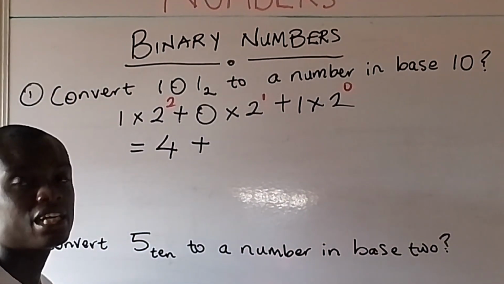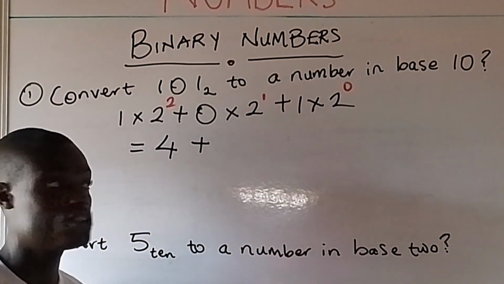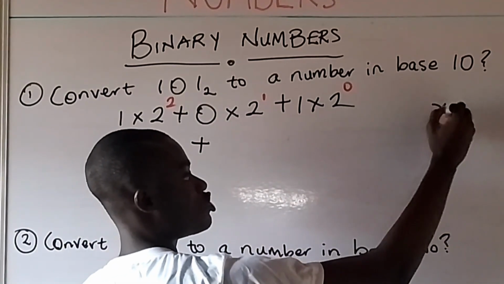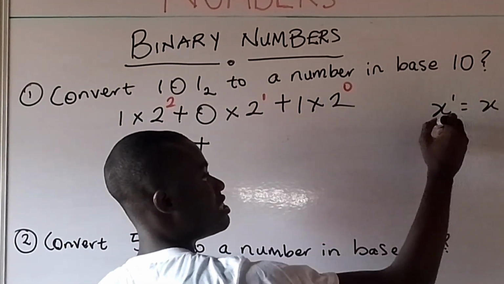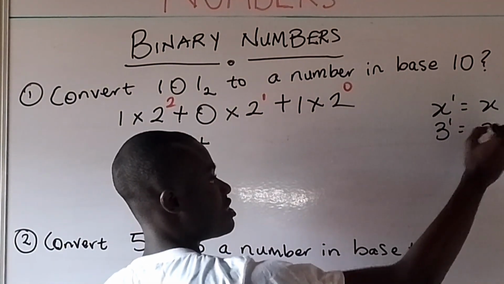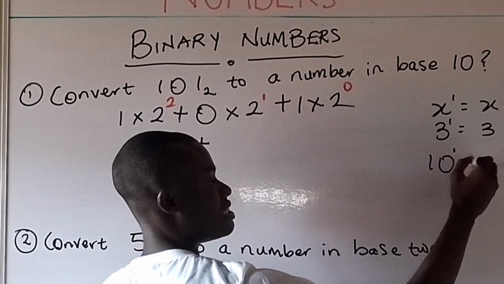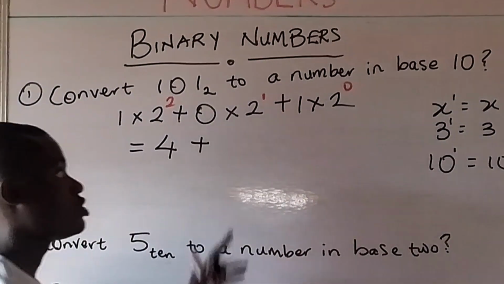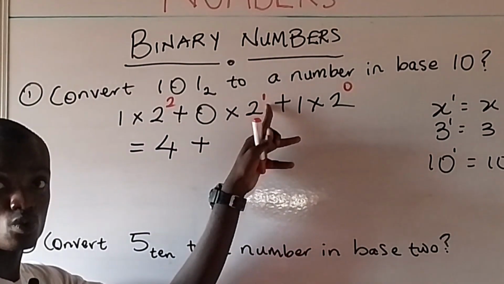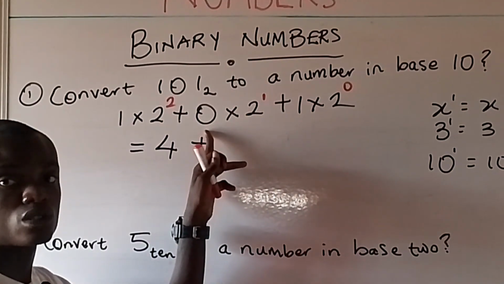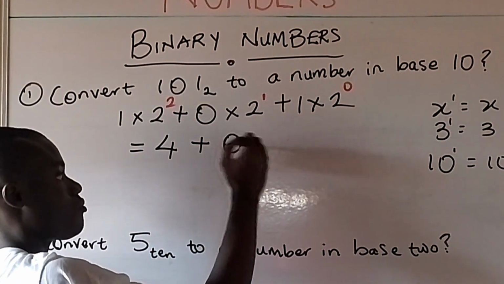In mathematics, anything raised to power 1 is itself. So if I have x raised to power 1, it is x. 3 raised to power 1, it is 3. 10 raised to power 1, it is 10. So in this case, 2 raised to power 1 is 2. And 2 times 0 is 0.